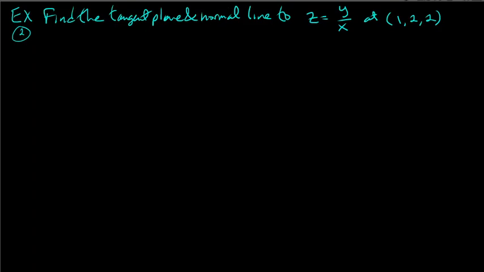Okay, so let's do another one. This one I'm still taking out of the book. I think it's number 8 in the exercises. Find the tangent plane and normal line to the surface z equals y over x at the point (1, 2, 2). Okay, so they give us the point, that's our point P, if you like. And the surface S is given the usual way, as a function of x and y, it's just y over x.